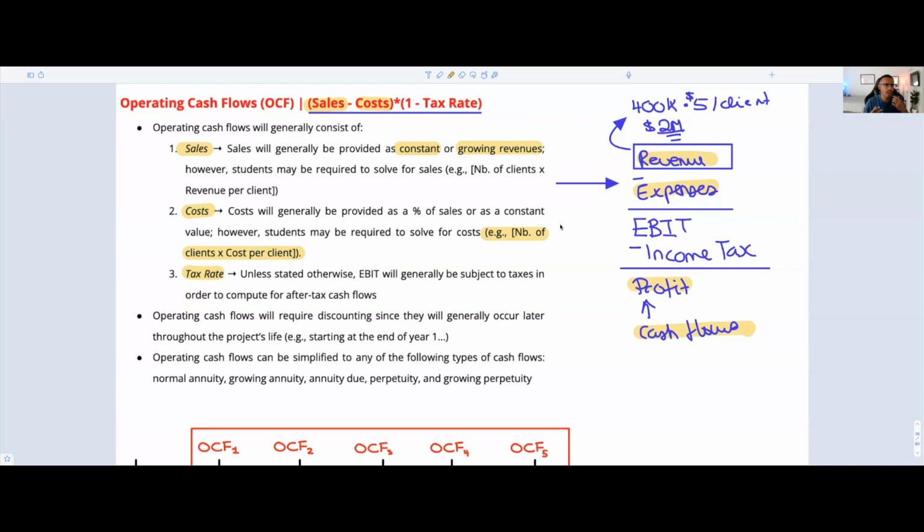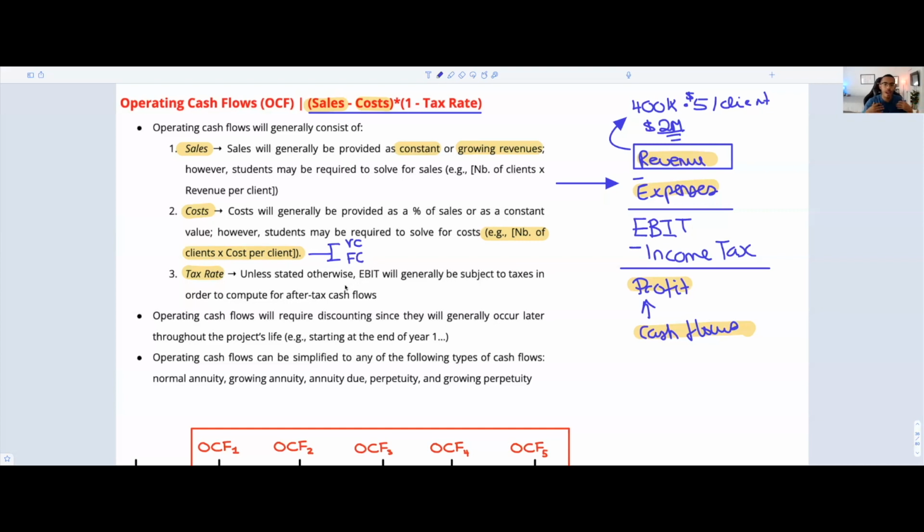So it's always important to understand that if they don't give you a percentage of sales, or a constant value that's easy to plug in, sometimes extra work will be required on your part, okay, to be able to get to this point. Now, another thing I'd like to mention when it comes to costs is that costs can be divided into two categories. It can be divided into variable costs or fixed costs.